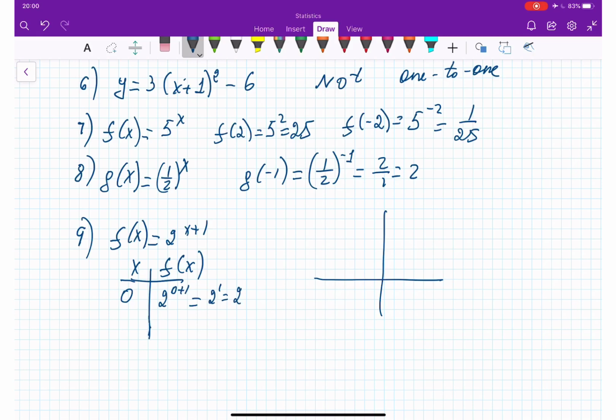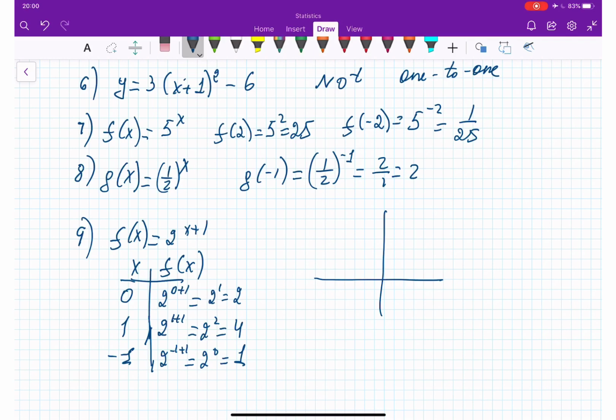Next. What's the other value? I'm taking x is equal to 1. Then it's going to be 2 to the power 1 plus 1. So it's going to be 2 to the power 2, which is 4. And lastly, I'm taking negative 1. 2 to the power negative 1 plus 1. 2 to the power 0, which is equal to 1.